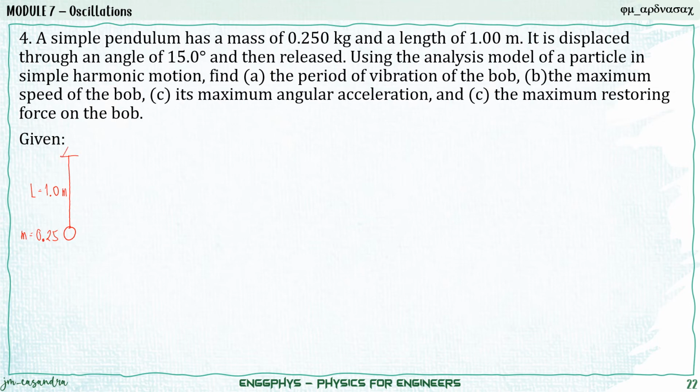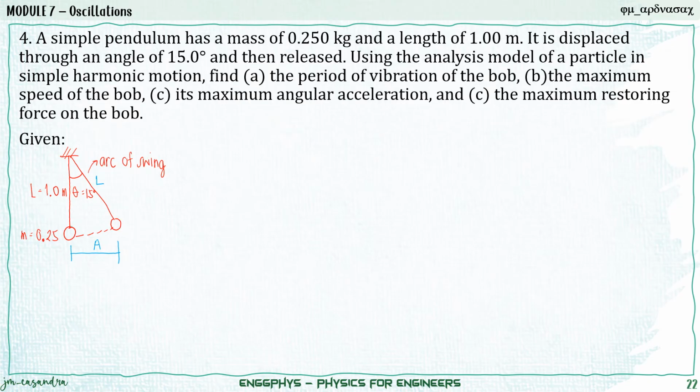So this pendulum now, from its equilibrium position, is given an angle of theta, which is 15 degrees. So this is our arc of swing. So ito yung arc natin. Okay? So we'll have here our amplitude. Okay? So this one is also your L.